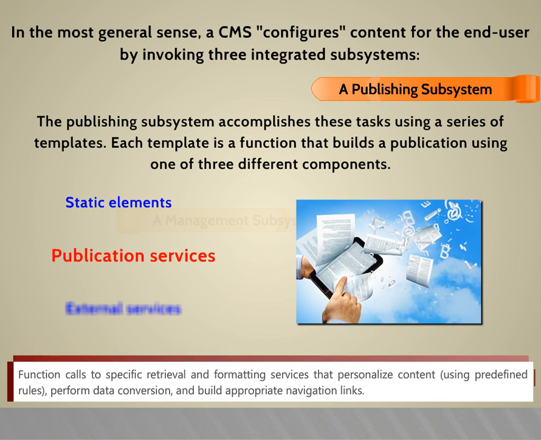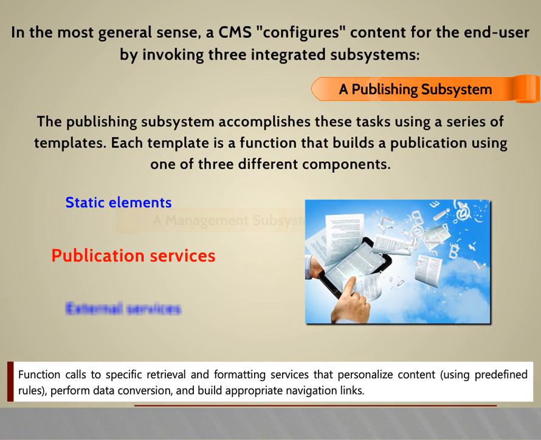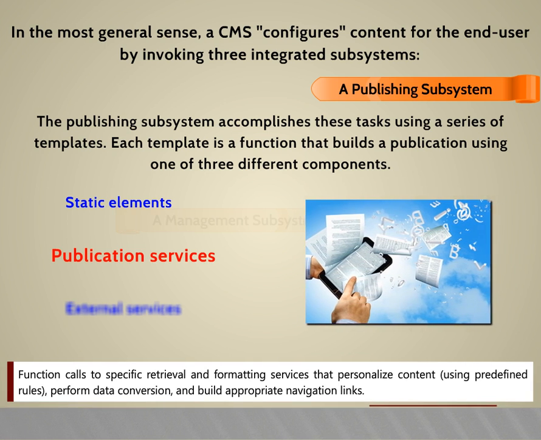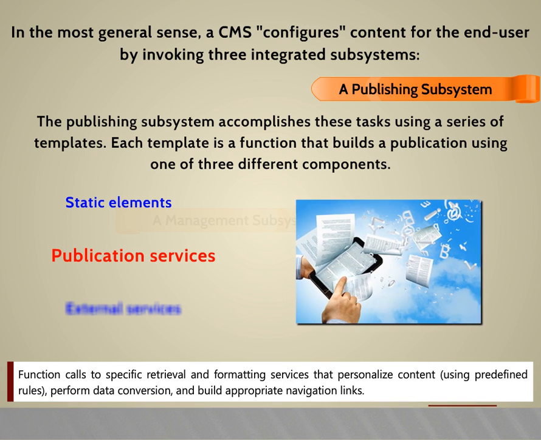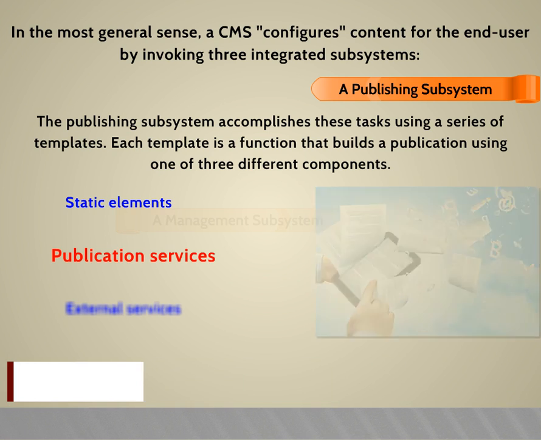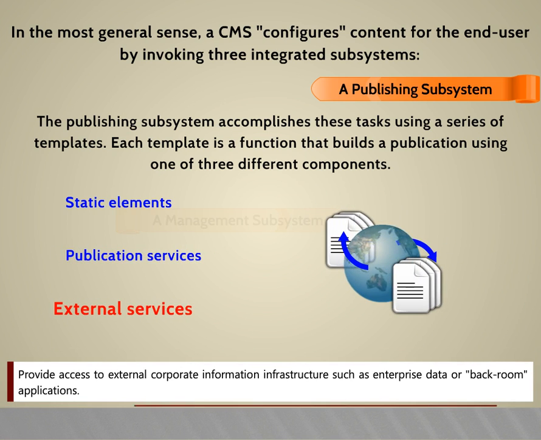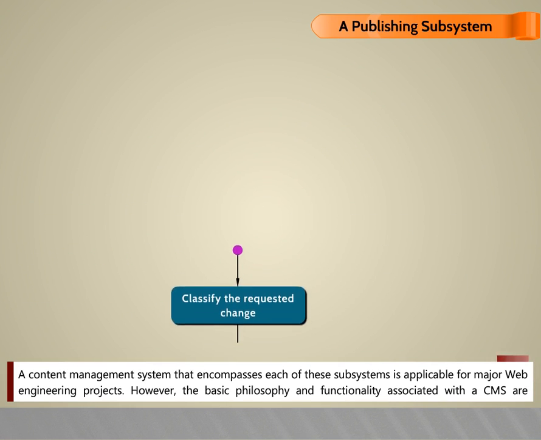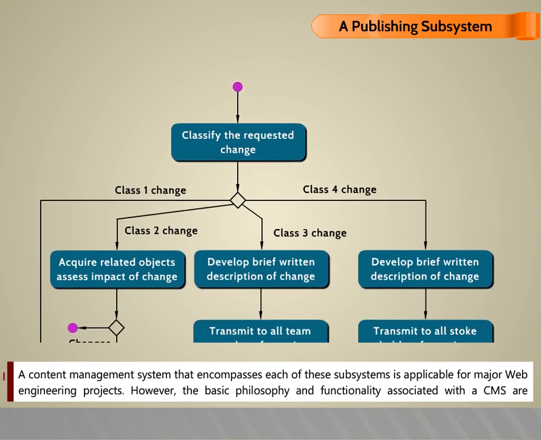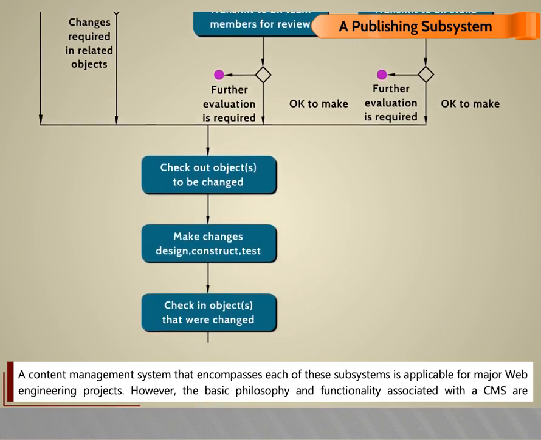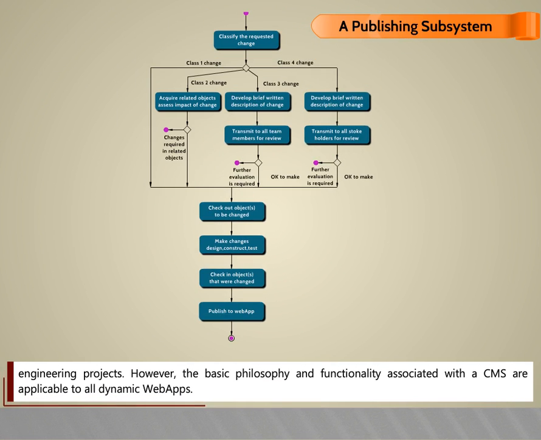Publication services. Function calls to specific retrieval and formatting services that personalize content using predefined rules, perform data conversion, and build appropriate navigation links. External services. Provide access to external corporate information infrastructure such as enterprise data or backroom applications. A content management system that encompasses each of these subsystems is applicable for major web engineering projects. However, the basic philosophy or functionality associated with the CMS are applicable to all dynamic web apps.